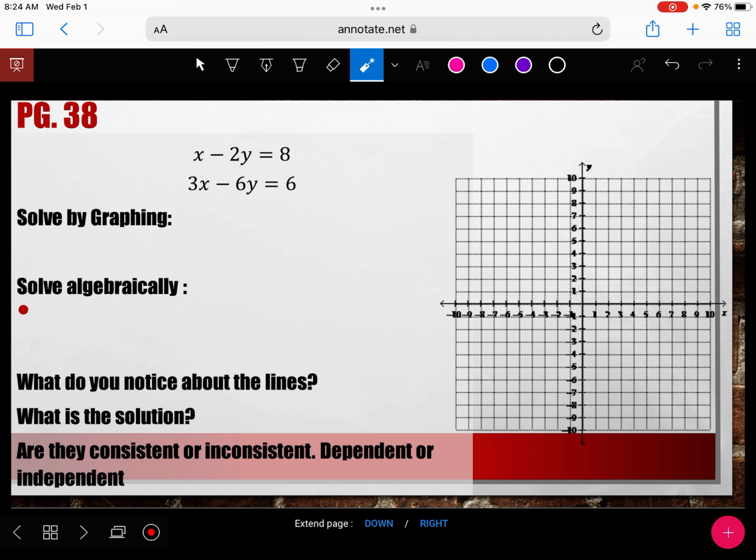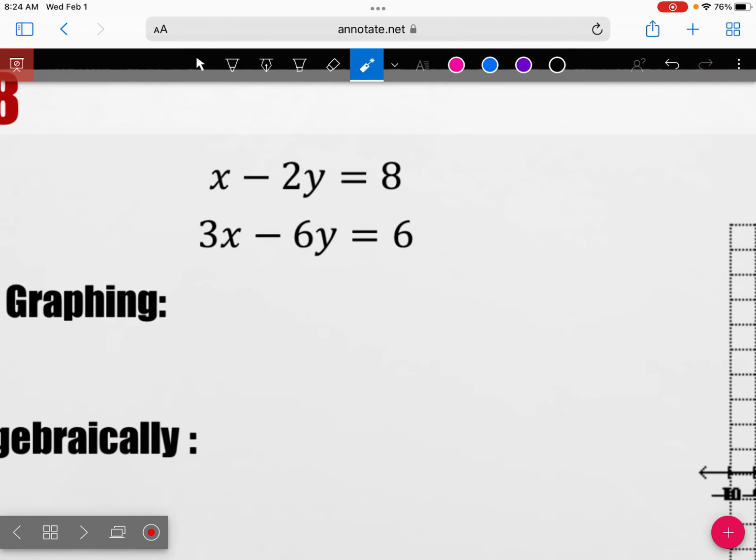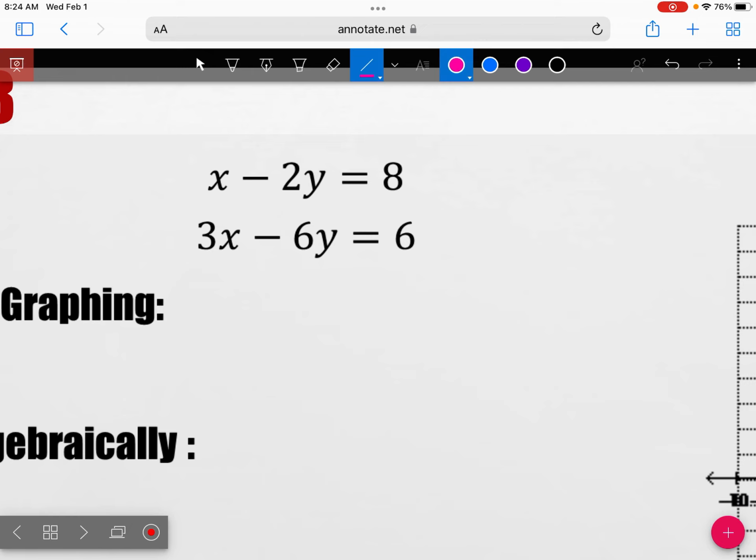And I want to start with substitution with this. So we're going to solve it algebraically. I want us to practice both that elimination, which is what we did last time, and our substitution on this one.